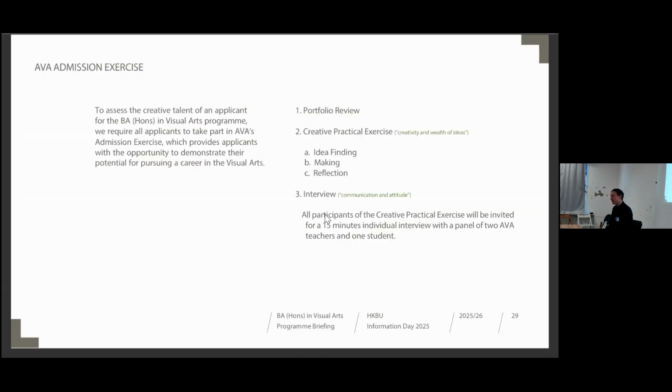So the way that works out is that we have particular parts of the admission exercise. To assess the creative talents of applicants to the BA program, we require all applicants to take part in our admissions exercise, which provides applicants with the opportunity to demonstrate their potential for pursuing a career in the visual arts. That is really difficult. How do you demonstrate potential, future potential? We can't tell the future. We try in our admissions exercise, essentially. So we want to see what you're doing now, what you've done in the past, and also what you might do in the future. So our admissions exercises are designed to capture that.